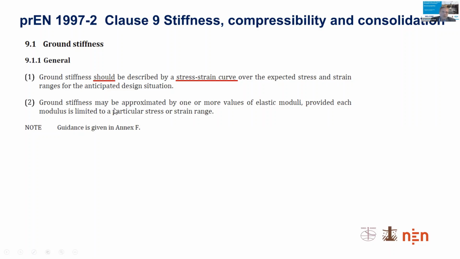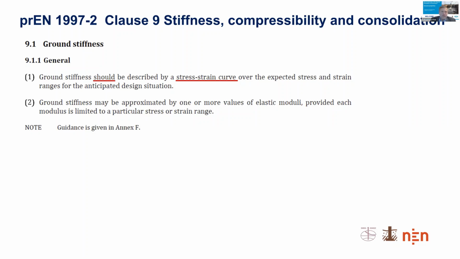As a permission, ground stiffness can be approximated with one or more values of elastic moduli. And when we are talking of elastic moduli, obviously we have in mind that linear elasticity is not a model that fully describes the behavior of soils, but is a good approximation if we consider a given range of strain that applies for, again, the design situation that we have in mind.